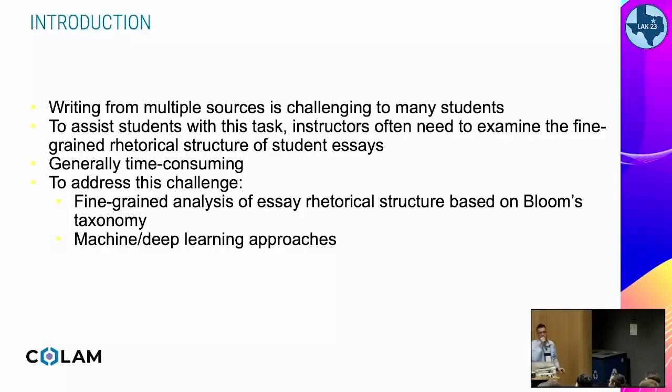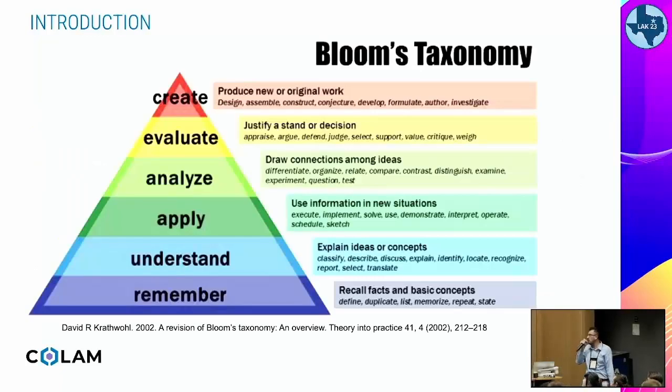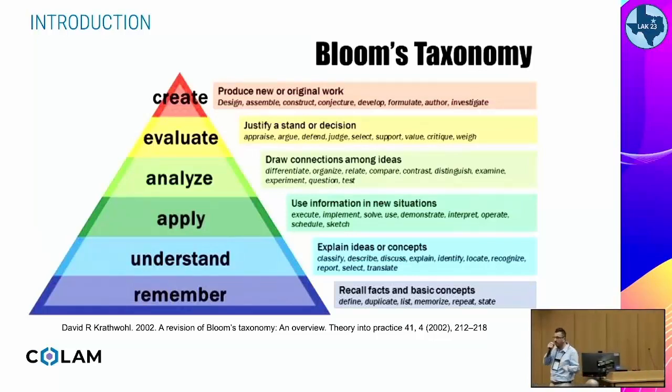So just a quick recap of Bloom's taxonomy. That's the revised version that involves 6 levels of cognitive engagement. Remember and understand are commonly considered as the low-level cognitive skills, if you will, and apply, analyze, and evaluate are considered higher-order cognitive skills. And we use this taxonomy to inform the analysis of our essays.